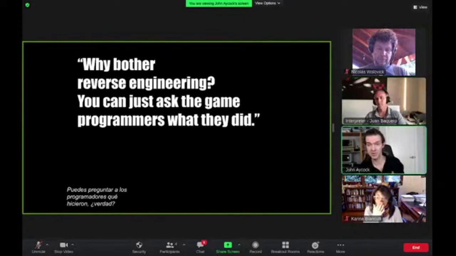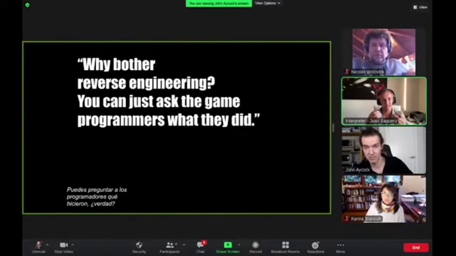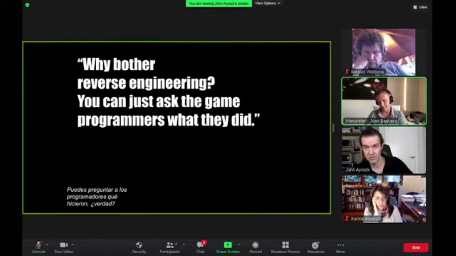I can't stress this enough. The primary source about a game's code and data is the game's code and data. Yo siempre hago mucho hincapié que los datos y los códigos de un videojuego son justamente lo más importante, y es el dato y el código a lo que tenemos que llegar.